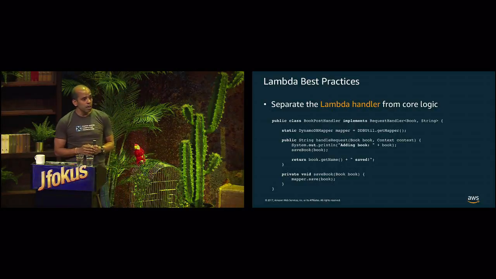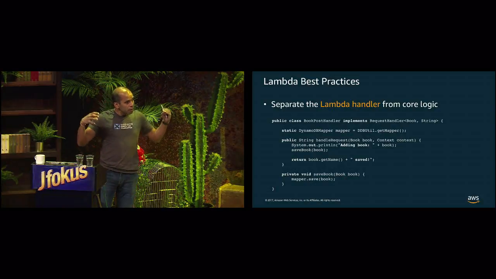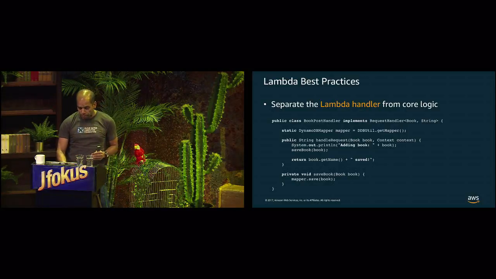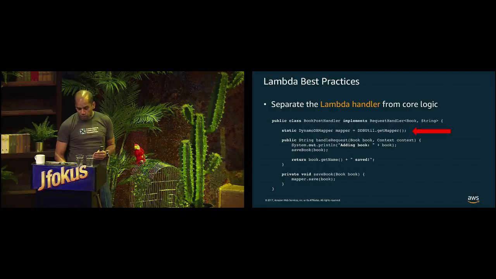The other benefit over here is now, because my save book method is outside the handle request method, it improves the testability of my code. I can unit test the function very easily, as opposed to calling the handle request method and creating how my payload should look like. So this is sort of the key message that I wanted to convey here.